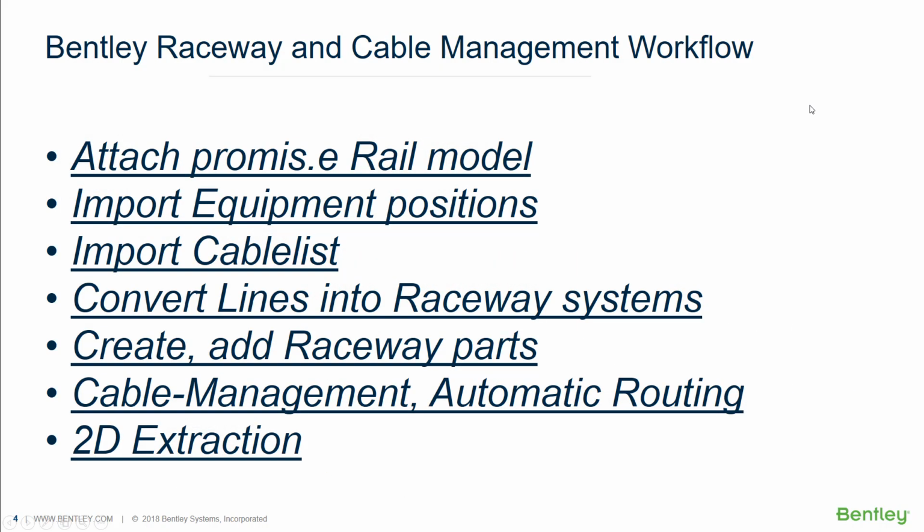Here are the workflow steps. First is the attachment of the Promis.e for Rail model drawing. Next is to import the equipment positions exported from Promis.e for Rail and to import the cable lists from Promis.e for Rail. In the raceway drawing, the next step is to convert lines into raceway systems in BRCM. In a second step, add raceway parts used or needed as additional parts, or change the converted parts from lines to raceway into other parts.